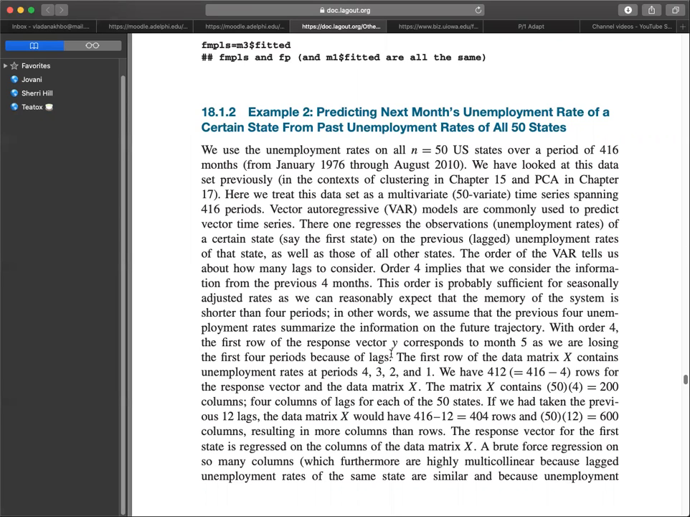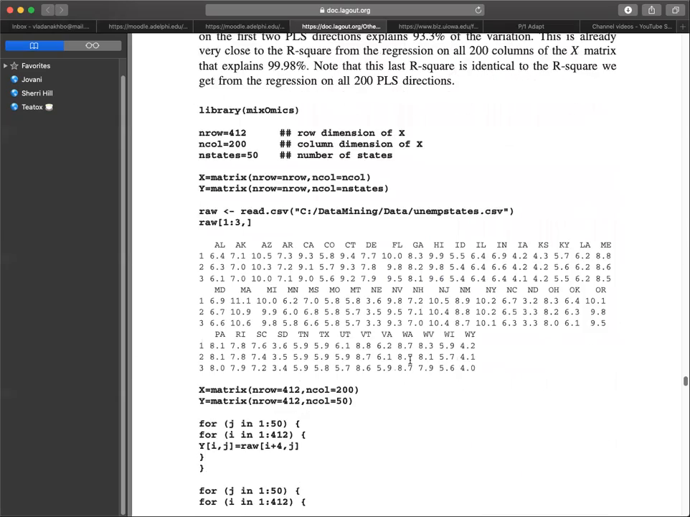The PLS results for the first state, Alaska, show that the regression on the first PLS direction already explained 89.1% of the variation. The regression on the first 2 PLS directions explains 93.3% of the variation. This is already very close to the R squared from the regression on all 200 columns of the X matrix, which explains 99.98%. Note that that last R squared is identical to the R squared we get from the regression on all 200 PLS directions. Then we go on to example 3.